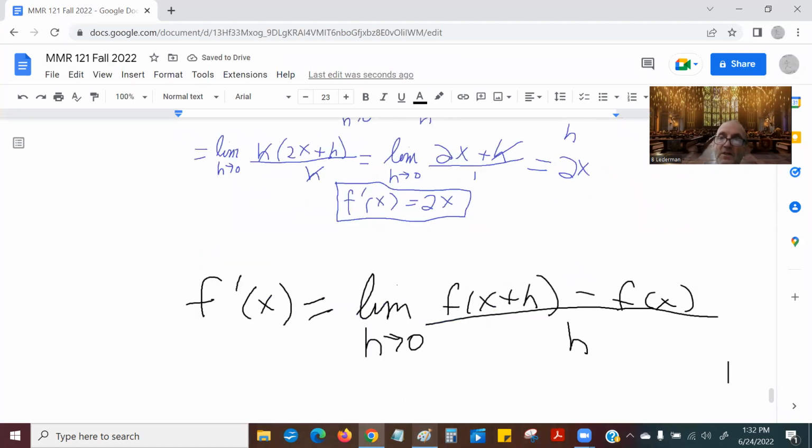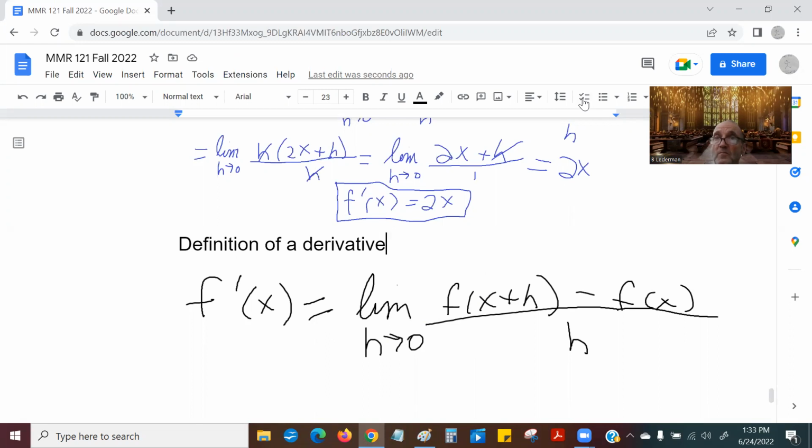And this is the definition of a derivative. This is really the definition of a derivative. So the derivative f prime of x is equal to the limit as h goes to 0 of f of x plus h minus f of x over h. And that is how it works.